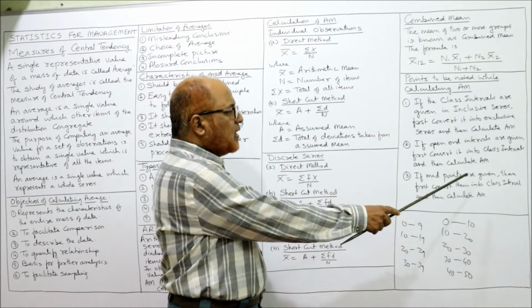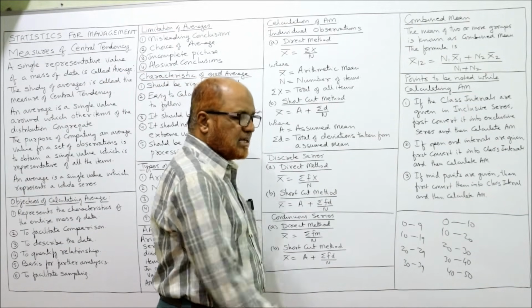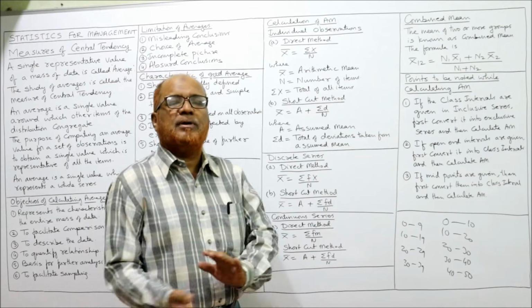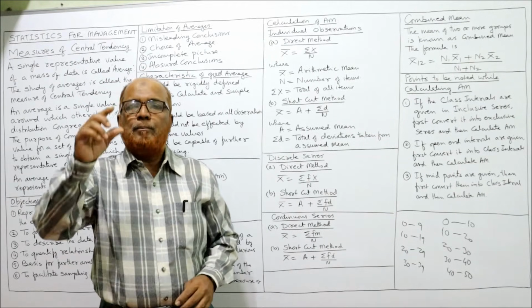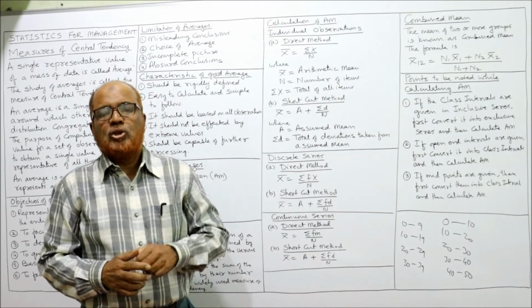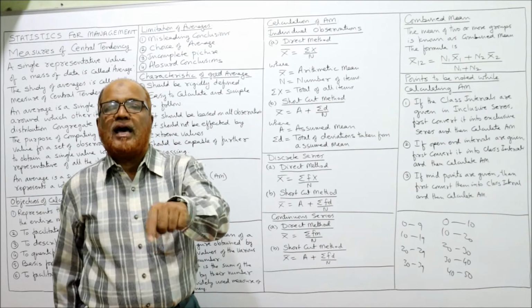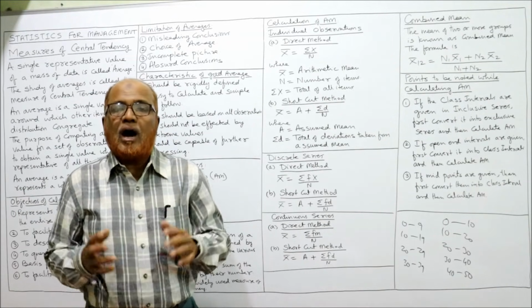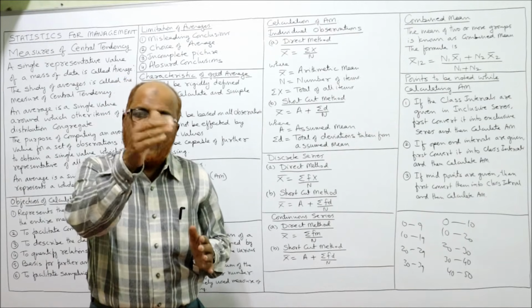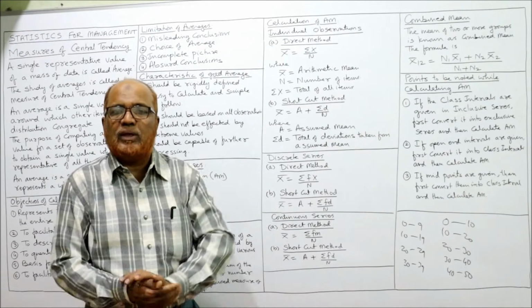Third one, if midpoints are given, then first convert them into class interval and then calculate arithmetic mean. In some problems, midpoints will be given. So convert the midpoints into class interval and then calculate arithmetic mean. How to convert the midpoints into class interval, I'll explain while doing the problem.